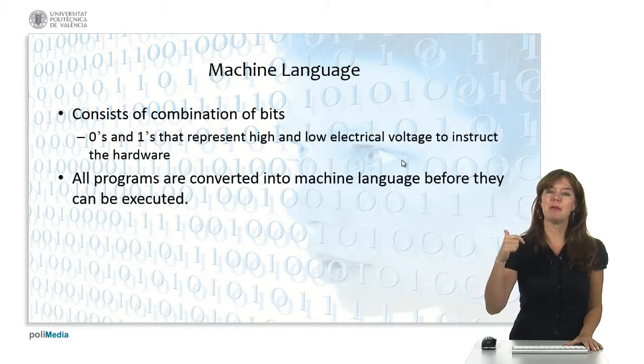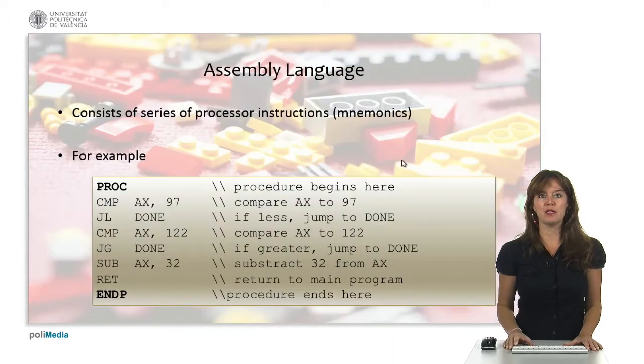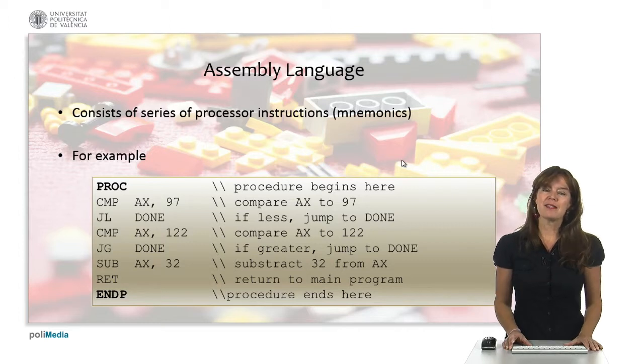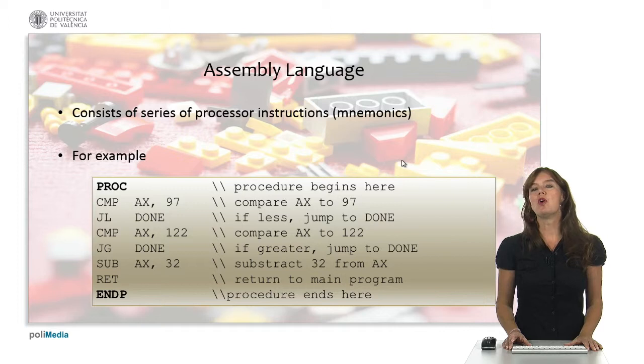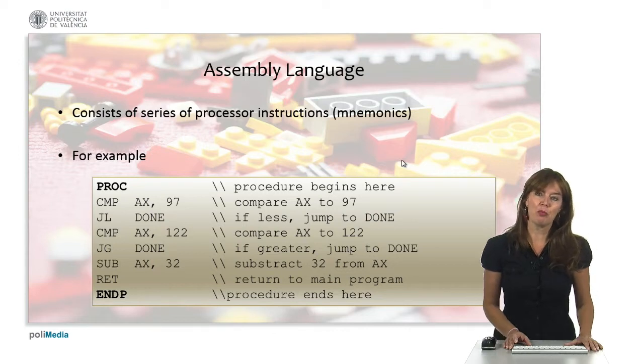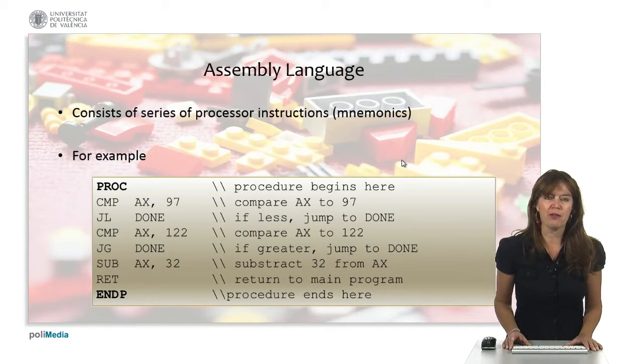On the next level, a little bit higher up, we have assembly language. Assembly language is a programming language that consists of a series of processor instructions. They're also called mnemonics. These are commands that instruct the processor what to do. Although it's also not really for humans, humans can do it. So let's look at this example and see if we can understand what's going on there.